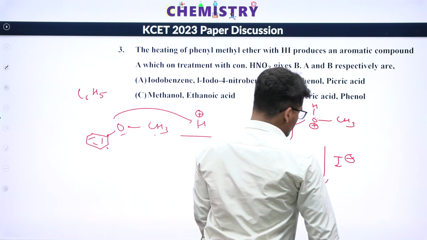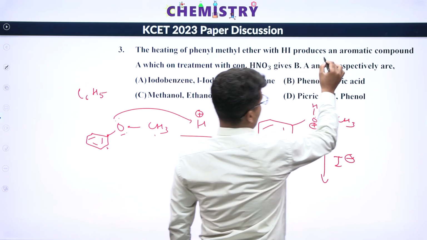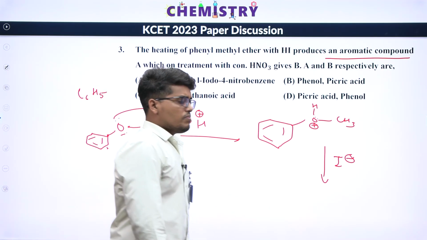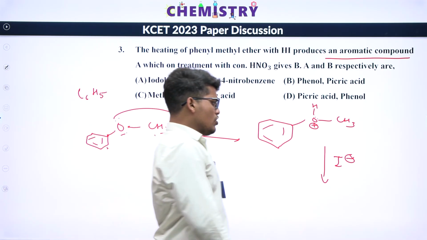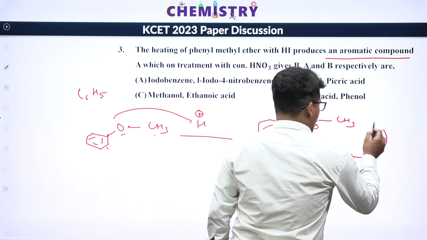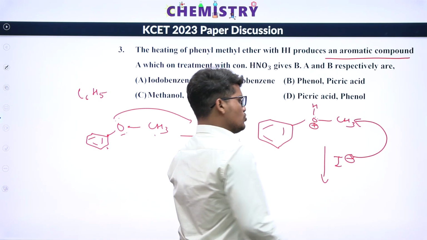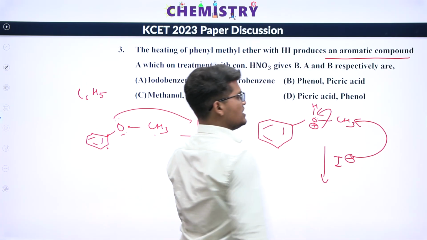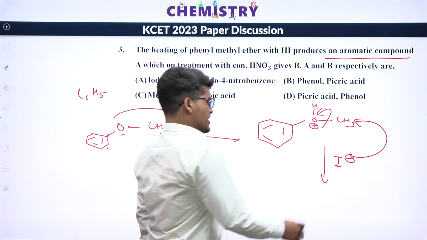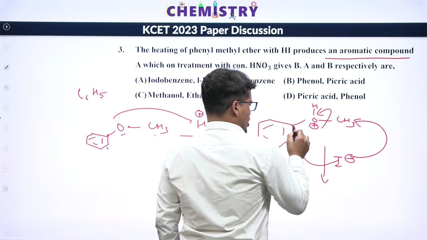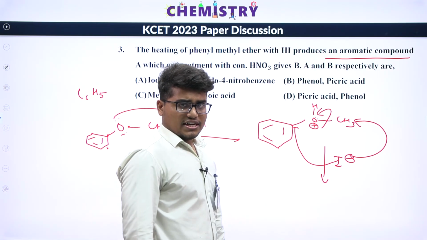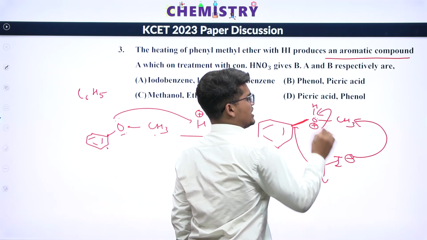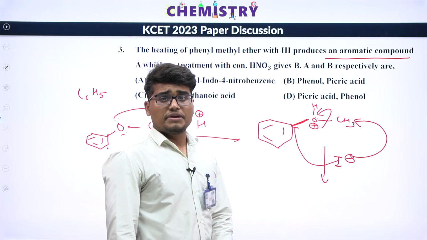Now you can see they are saying it produces aromatic compound A, correct? We know it forms aromatic compounds only when I minus attacks the CH3 group to break this C-O bond. There is a possibility that this I minus can attack here also, but it will never attack, correct? This bond has a partial double bond character, so it will not be broken.